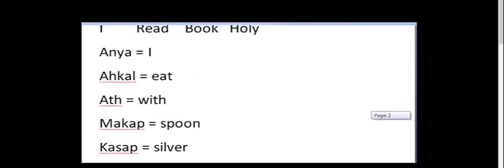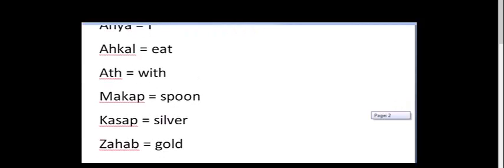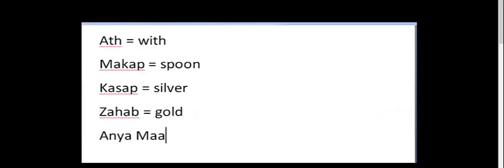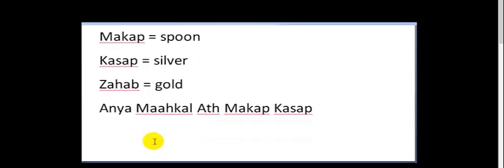Anya. Now, eat, the way you say eat is akal, right? But when you're in the process of eating, it's ma'akal, all right? Ma'akal. And I'll explain that. Makap, kasap. All right, oh, I forgot the ath. All right, so what I did here, Anya ma'akal, ath, makap, kasap.